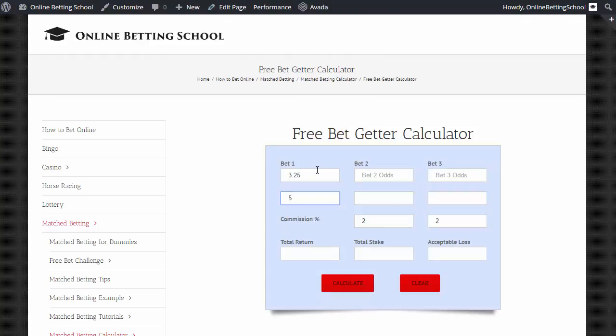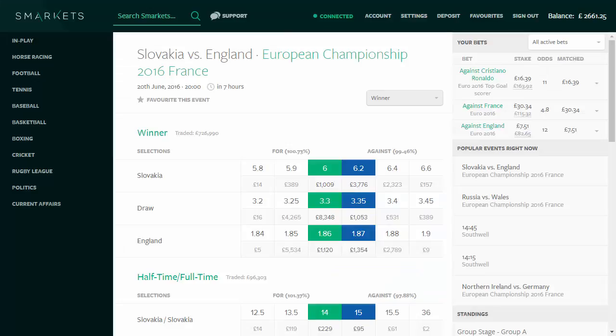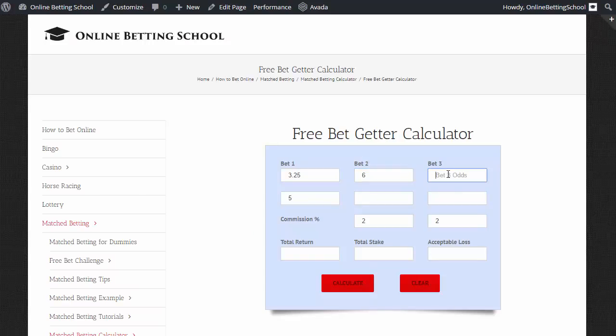Now let's have a look at this calculator here. So this is just a stepping stone to understand laying. So instead of laying the draw, we could bet on both teams winning. So it's like a Dutching calculator as well, if you've ever heard of that term. So we can see the odds here at Smarkets are 6 for Slovakia to win and 1.86 on England to win. So we could just enter these odds into the calculator here, the free bet getter calculator. The commission's 2% because we're at Smarkets, and we can calculate. So here we have an acceptable loss of 32p.